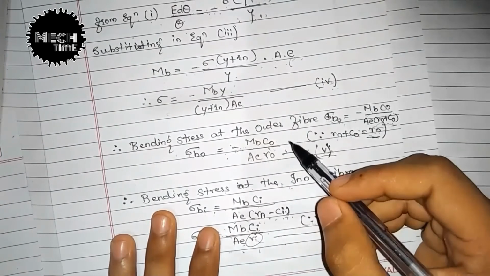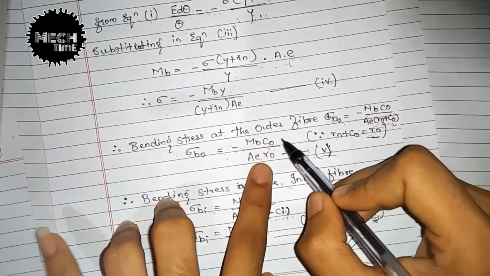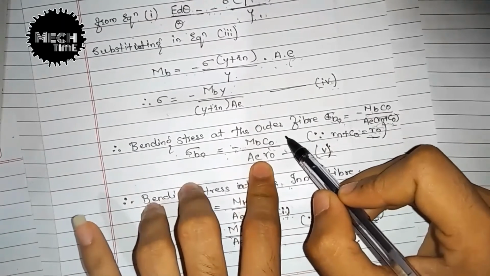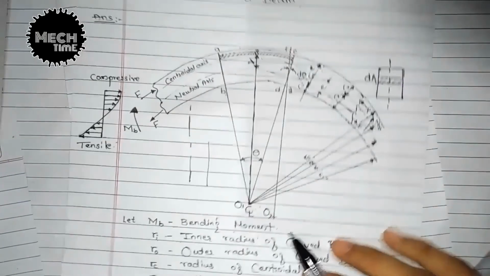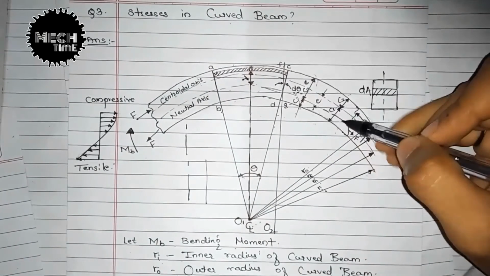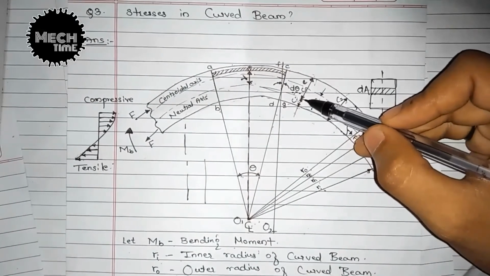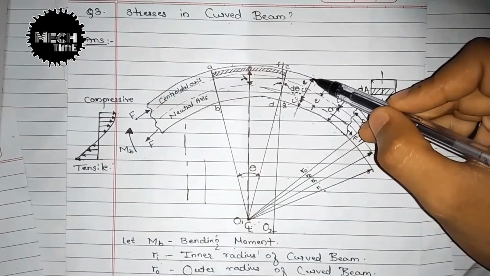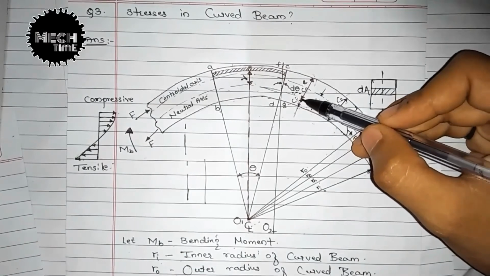Okay, so as CO is nothing but the distance from the neutral axis to the outer fiber, it is a compressive stress, as I take a negative sign. So distance CO, you can see here, this is CI, this is CO. Okay, so this is C1, C2. So CO is nothing but the distance from the neutral axis to the outer fiber. Similarly, CI is nothing but the distance from the neutral axis to the inner fiber. I'll show you. See here.